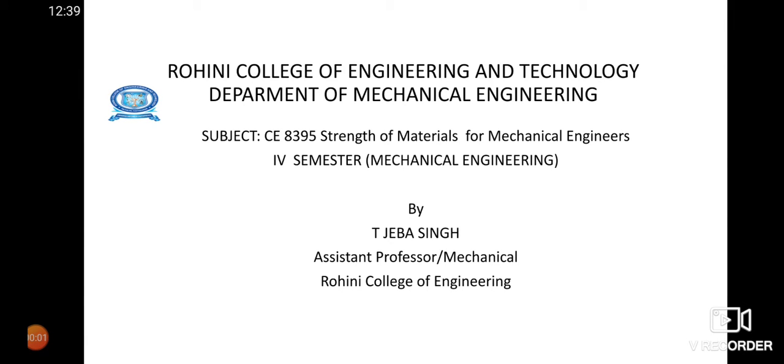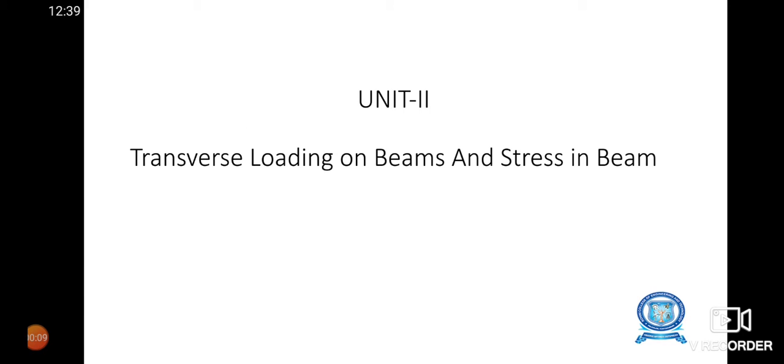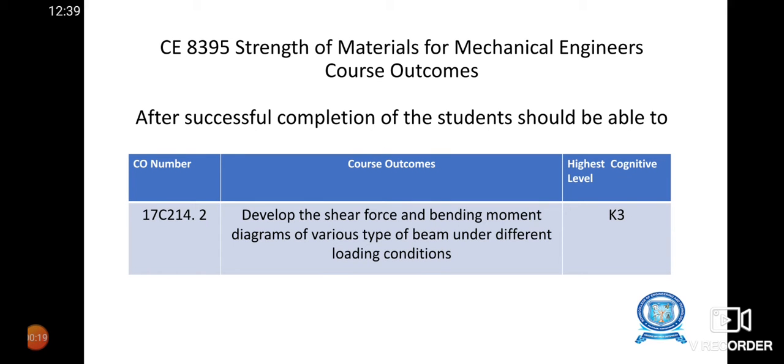Today we have discussed the subject CE8395 Strength of Materials for Mechanical Engineers. Unit 2: Transverse Loading on Beams and Stress in Beam. The course outcome of this unit is that, after successful completion, the student should be able to develop the shear force and bending moment diagram of various types of beam under different loading conditions. The knowledge level in this unit is K3.